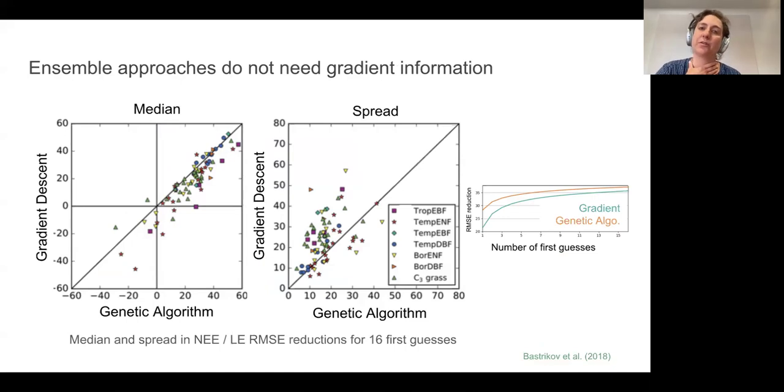But as I said, if you don't have the gradient, the other thing you can do is use ensembles. And this is an example using the genetic algorithm, which is an ensemble method, and comparing it to the gradient-based method for 16 first guesses. So trying at 16 different points around parameter space as initial values and seeing where we converge. And we can see generally that the genetic algorithm is outperforming gradient-based descent when we take the median. And that spread is also much smaller compared to the gradient descent method.